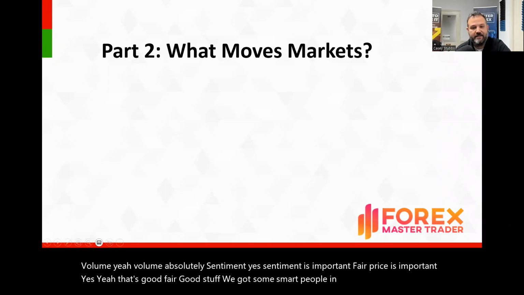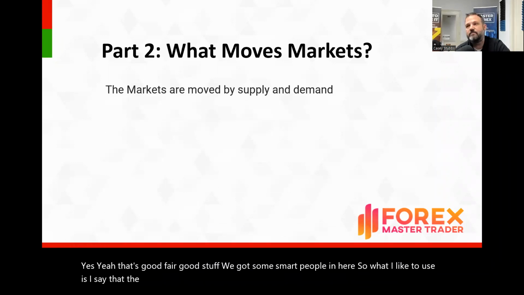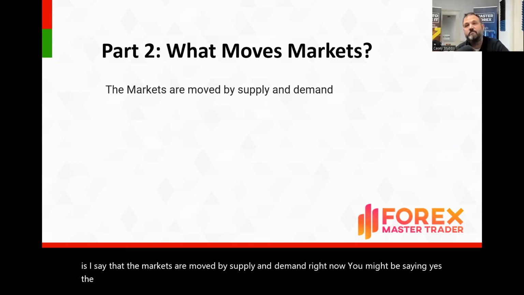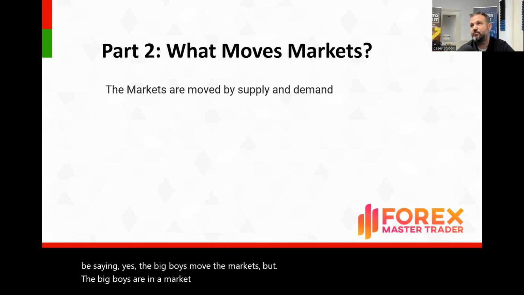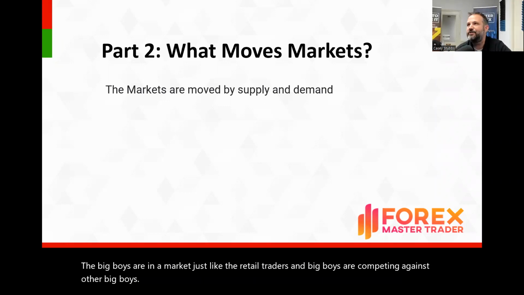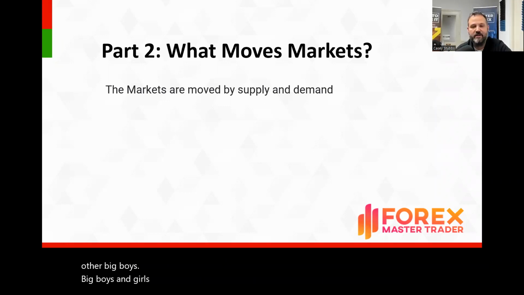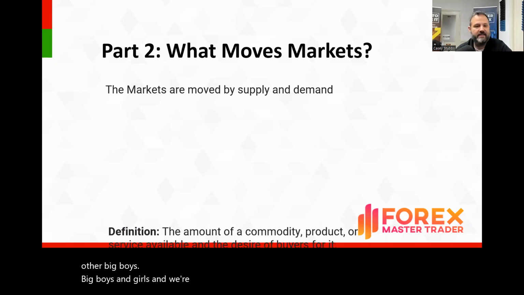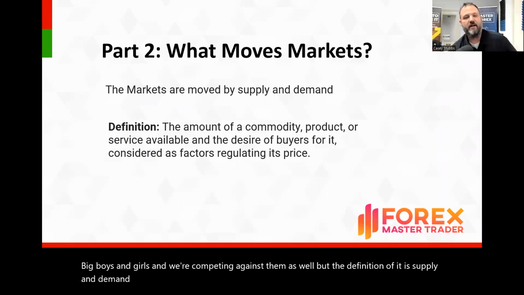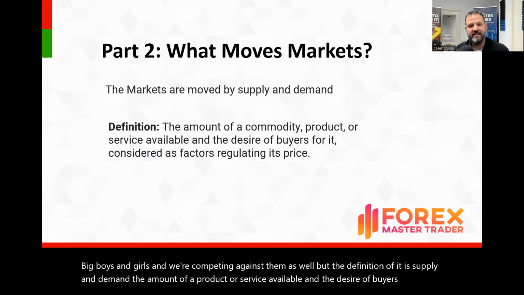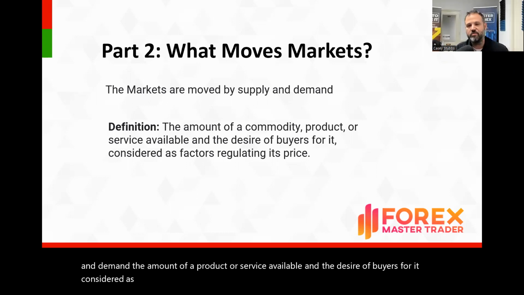So what I like to use is I say that the markets are moved by supply and demand, right? Now you might be saying, yes, the big boys move the markets, but the big boys are in a market just like the retail traders, and big boys are competing against other big boys and girls, and we're competing against them as well. But the definition of it is supply and demand: the amount of a product or service available and the desire of buyers for it, considered as factors regulating its price, right?